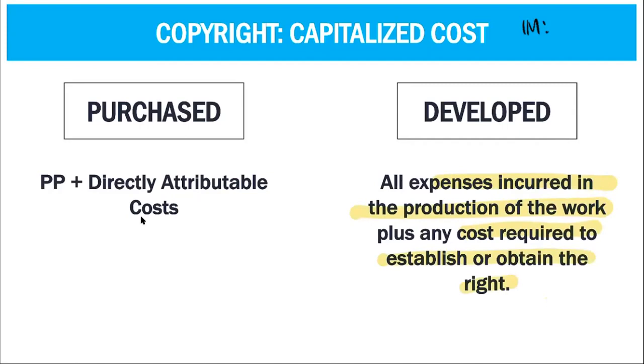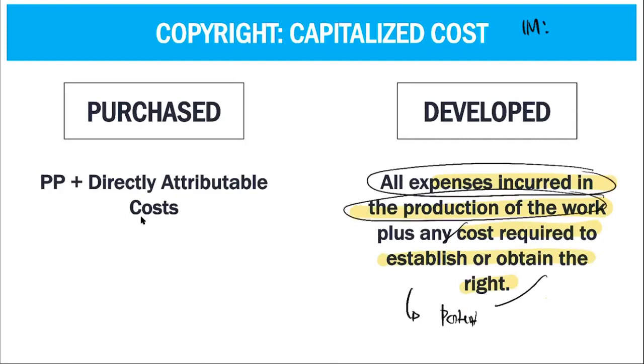This cost required to establish or obtain the right is just the same as in your patent. However, we include here your expenses incurred in the production of the work. Why do we need to include the expenses incurred in the production of the work, unlike in your patent? Because in your patent, there is a possibility that it will be denied. However, in a copyright, normally, if there is a new textbook, it cannot be denied because almost all works that are artistic related are always new work.